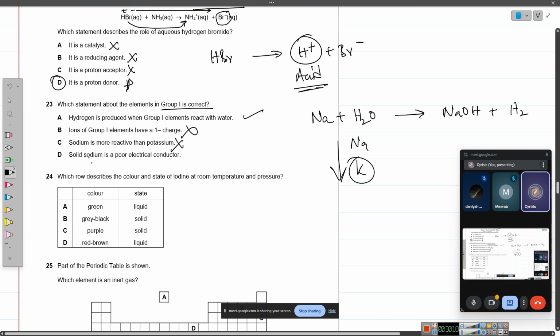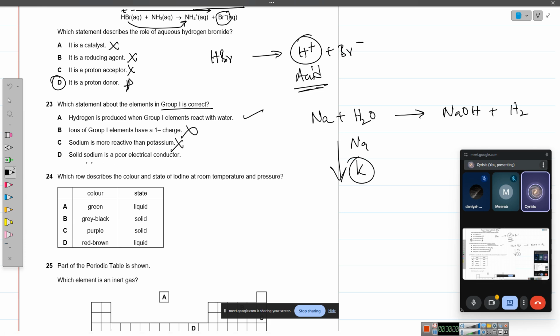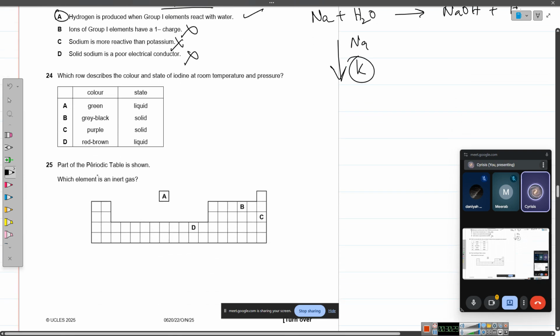Solid sodium is a poor electrical conductor, not possible. All metals are good conductors, so A is our answer, right? Again, even knowing the answer, I still eliminate all the options, right?